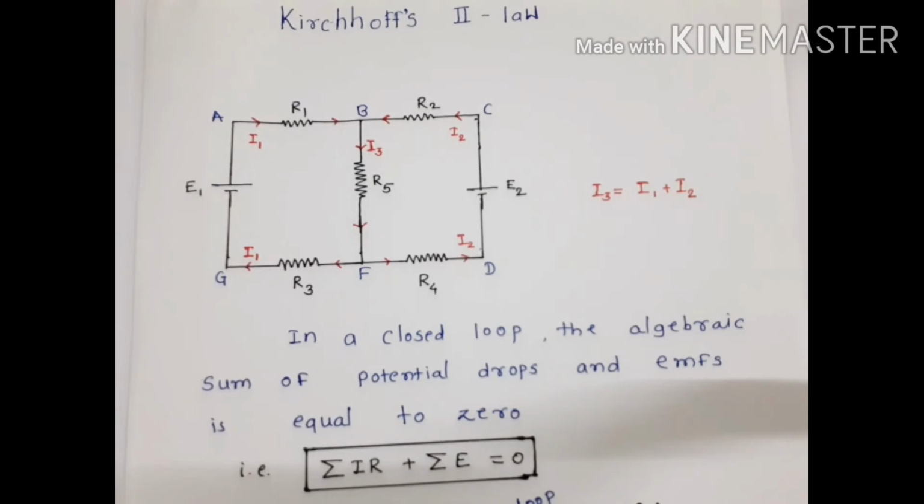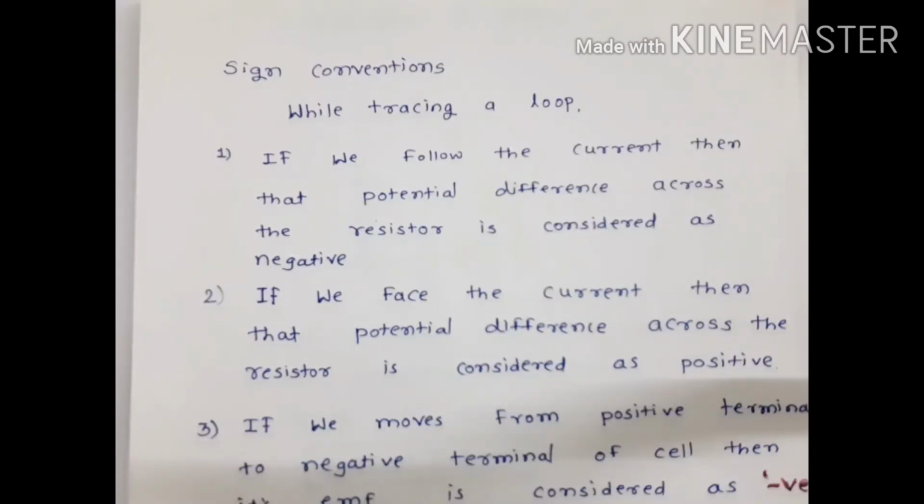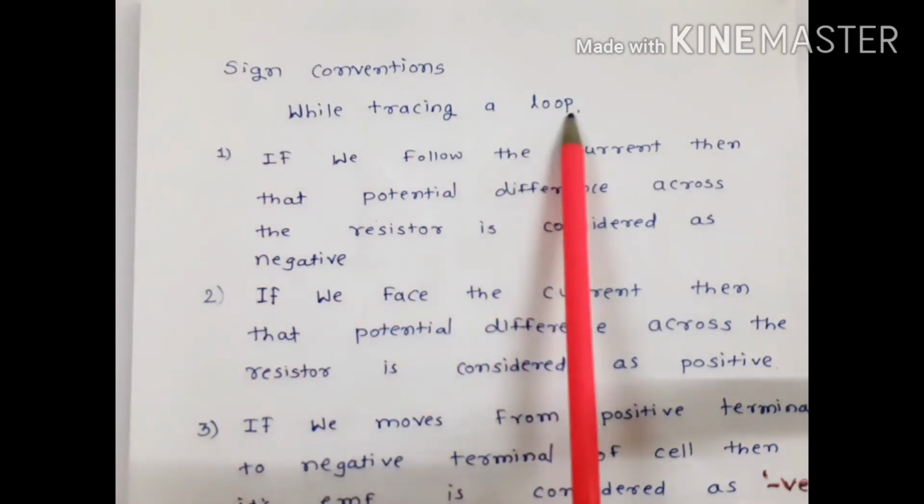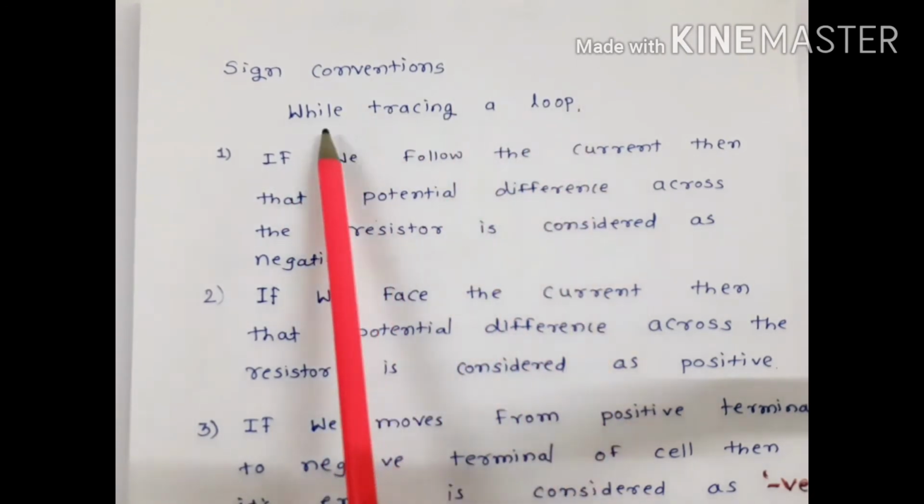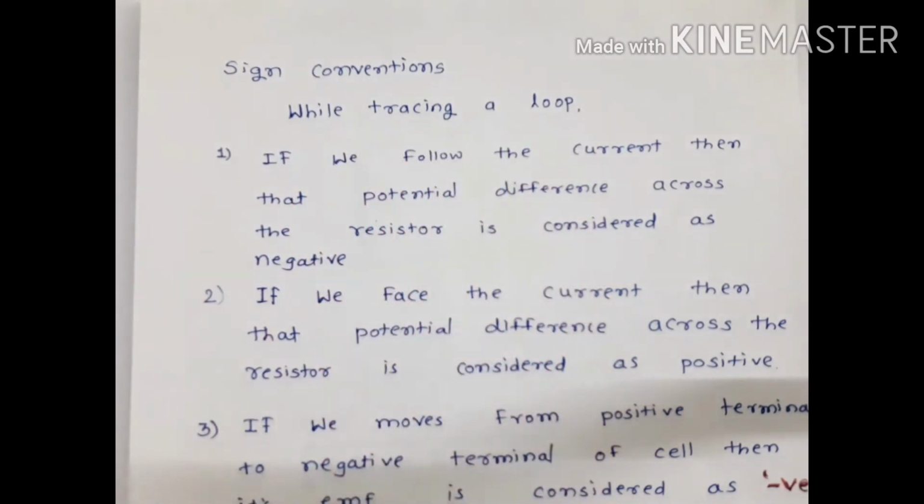Before applying Kirchhoff's second law, or Kirchhoff's voltage law, on a closed loop, we must know the sign conventions. Let us see the sign conventions which are useful to apply Kirchhoff's second law, or KVL. While tracing a closed loop, these words are very important.